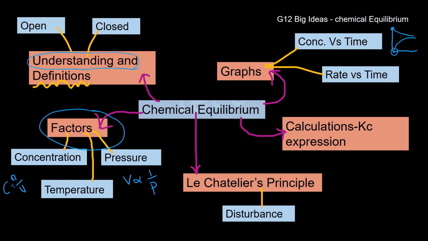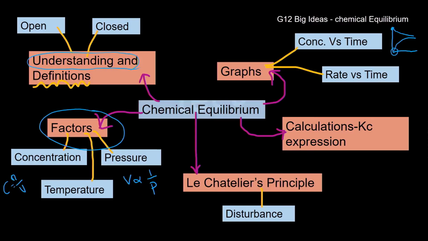The same applies for rate versus time. So the rate of the reaction is going to be shown on the graph, and we've got two reactions we're dealing with here in chemical equilibrium. We're dealing with a forward reaction and a reverse reaction, and that is why on the graph you will see two lines, a forward reaction and a reverse reaction. And so we're going to have a look at that in detail.